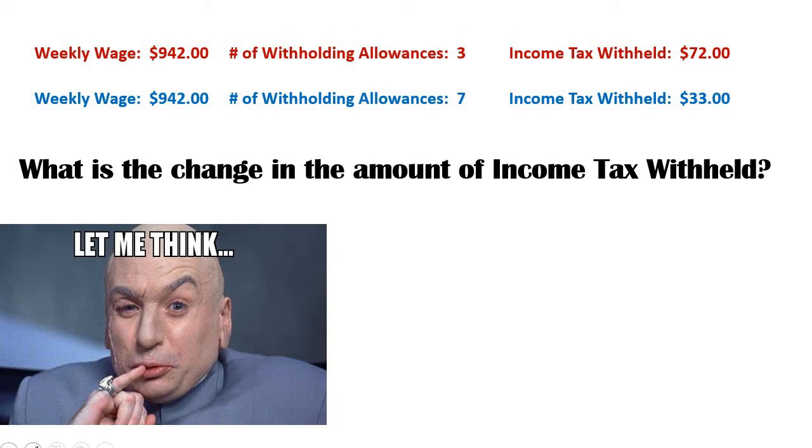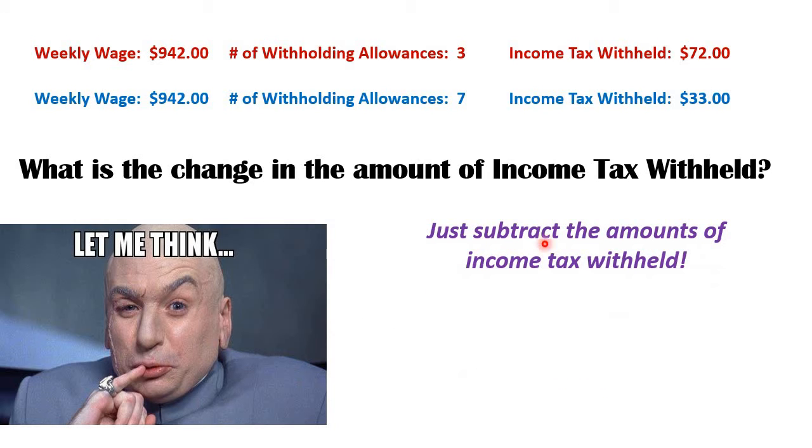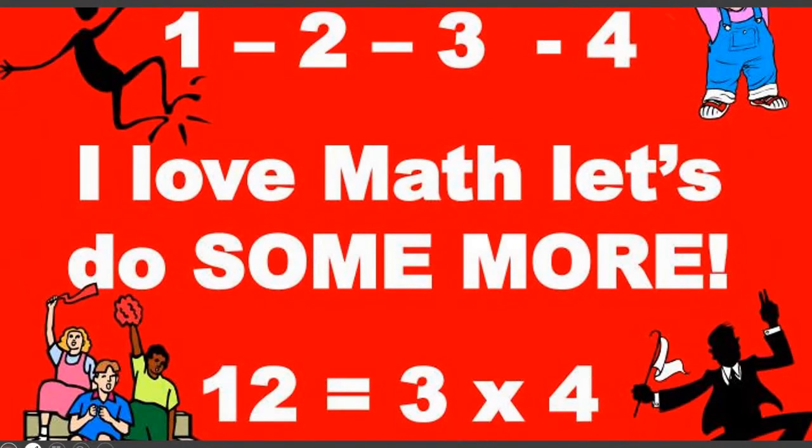So let's think about this. What are we going to do to get that answer? Well, all we have to do is subtract the amounts of income tax withheld for each one independently. We had the 72 for three allowances, and the 33 withheld for seven allowances. So what is the actual dollar amount of difference? Good, $39. That's all I need to do: 72 minus 33.